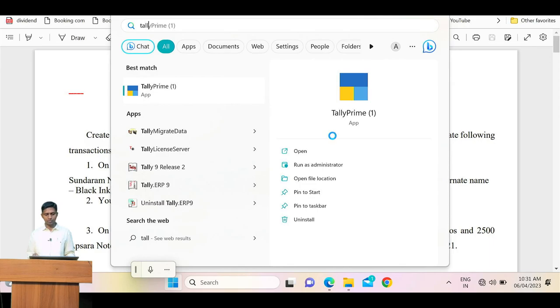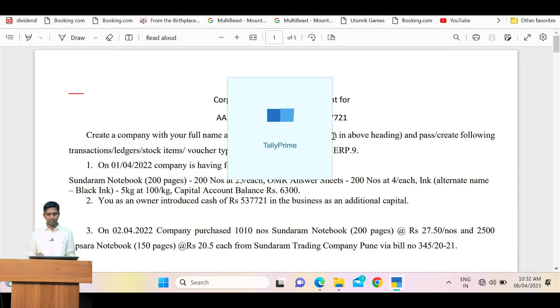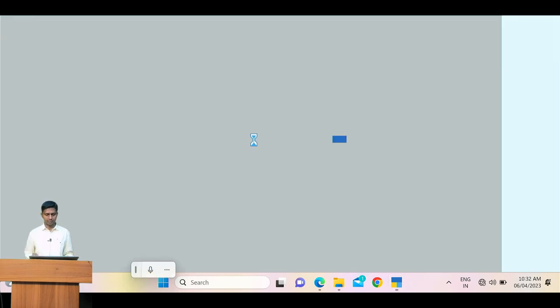How to download, from where you will get it? Very simple, you will get that from tallysolutions.com, and then after downloading, install. How to install, you know, just click, and you must have learned in the last year, why waste our time. I have already downloaded that. Just click on Tally Prime and then you'll get that on your screen.